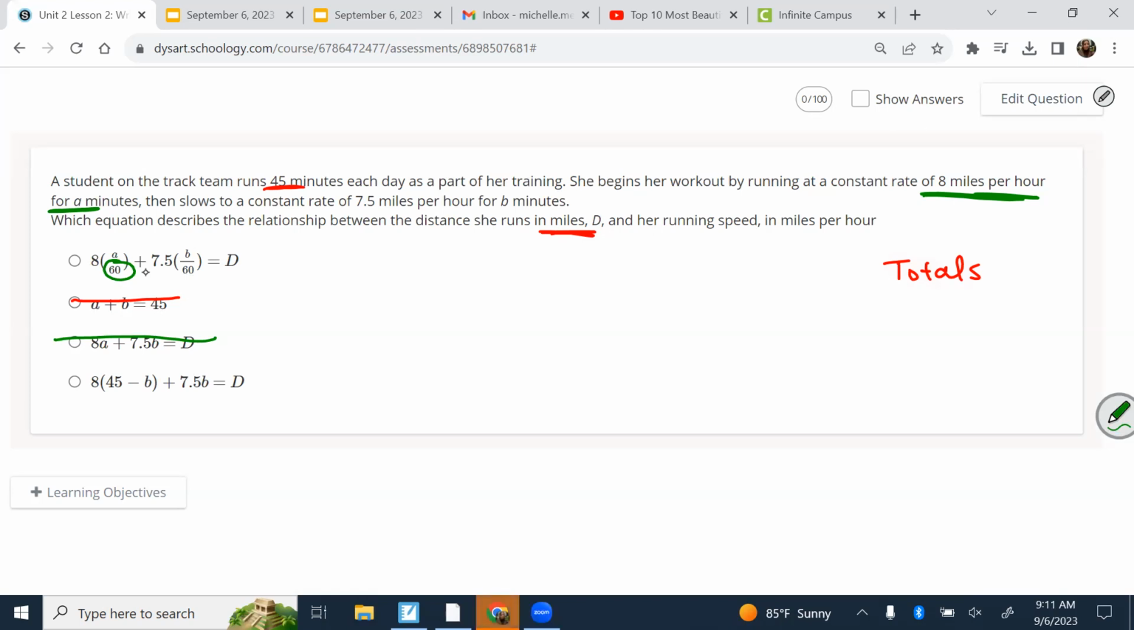Because if you remember the last example we just did, you can't use units for hours and then compare that to minutes, it wouldn't be exactly the same. It's not 8, or, well, it is 8 miles per hour, but A is not hours. Does that make sense? So to convert the minutes to hours, you would divide by 60. So this first one is looking good. And then 7.5 miles per hour for B minutes. I think it would be this one. Questions on that?